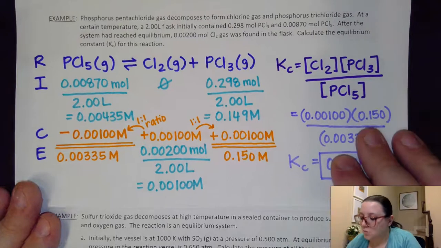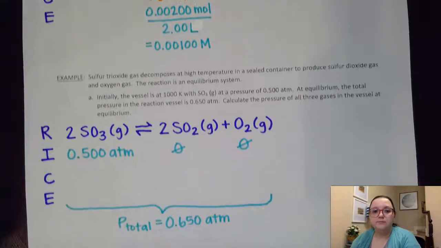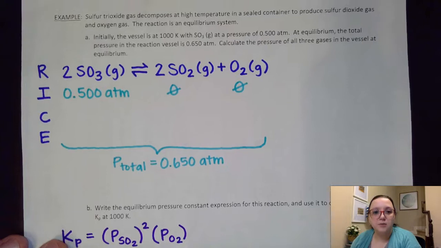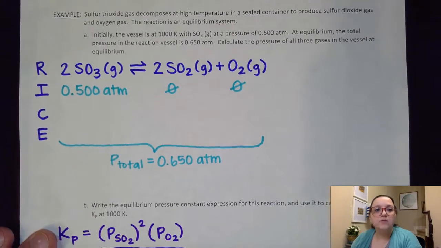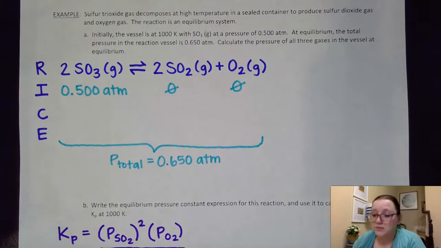All right, let's look at one more problem that's kind of similar. This one says sulfur trioxide gas decomposes at high temperature in a sealed container to produce sulfur dioxide gas and oxygen gas. The reaction is an equilibrium system.